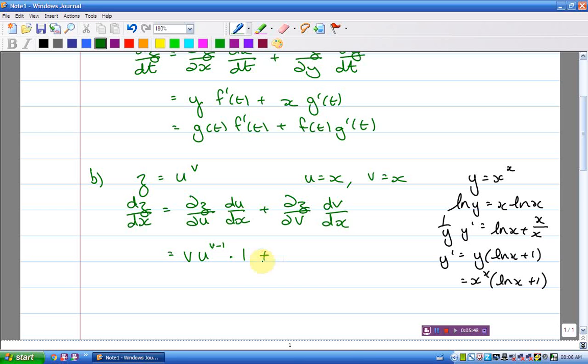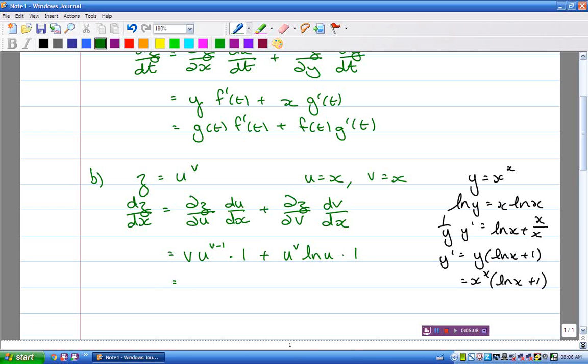Plus, dz by dv, we're treating our power as the variable and our base as the constant, so we'd use our exponential rule. And dv by dx, once again, is 1. And then it's not surprising. It's not just this cute accident.